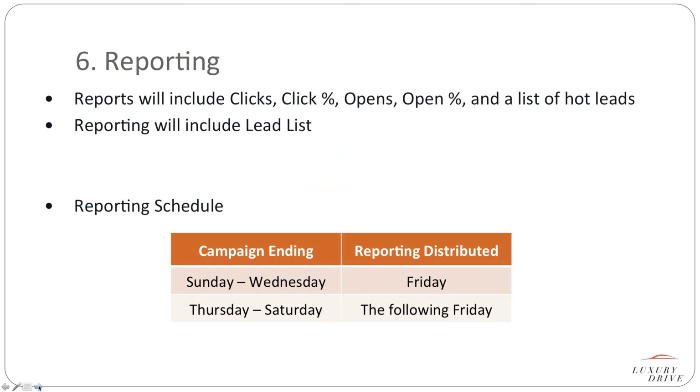Reporting schedule is a little bit different for Luxury Drive as it's tied to the campaign ending. So for campaigns that end on Sunday through Wednesday, the reporting is distributed on Friday. For campaigns that end on Thursday through Saturday, reporting will be delivered the following Friday. The reporting not only lists your clicks, click percentages, and open percentages, but also includes your hot lead list. And reporting in general will come complemented with your warm lead list.